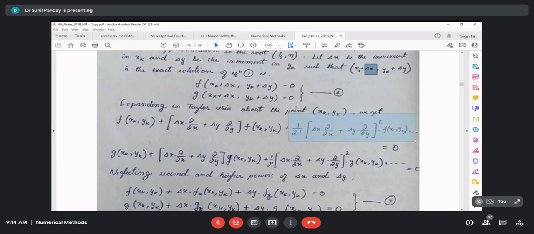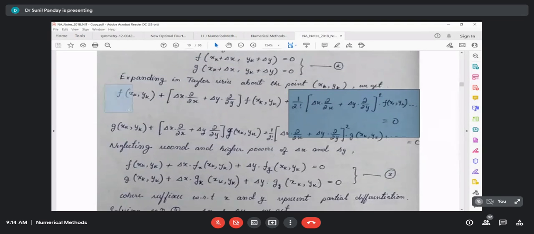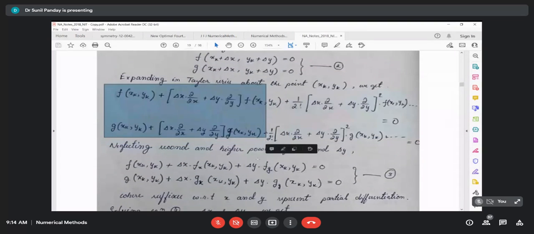These terms we neglect because they contain delta x squared, delta y squared, delta x into delta y, or higher degree terms like delta x cubed. So we are neglecting all the terms of second and higher degree in delta x and delta y. Now we have this one with us.